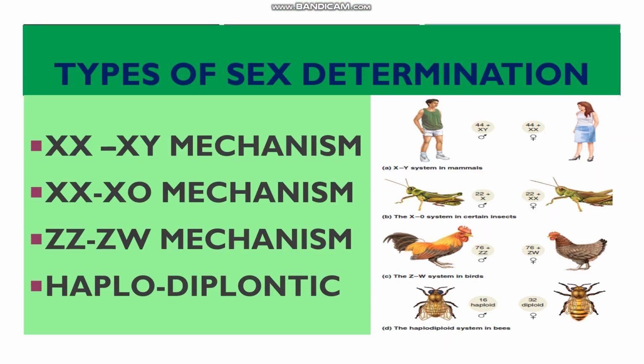Now, what are the different types of sex determination? XX-XY mechanism seen in human beings and Drosophila. XX-XO mechanism seen in certain insects. ZZ-ZW mechanism seen in birds. And haplodiploid mechanism seen in honeybees. So these are the different types of sex determination.